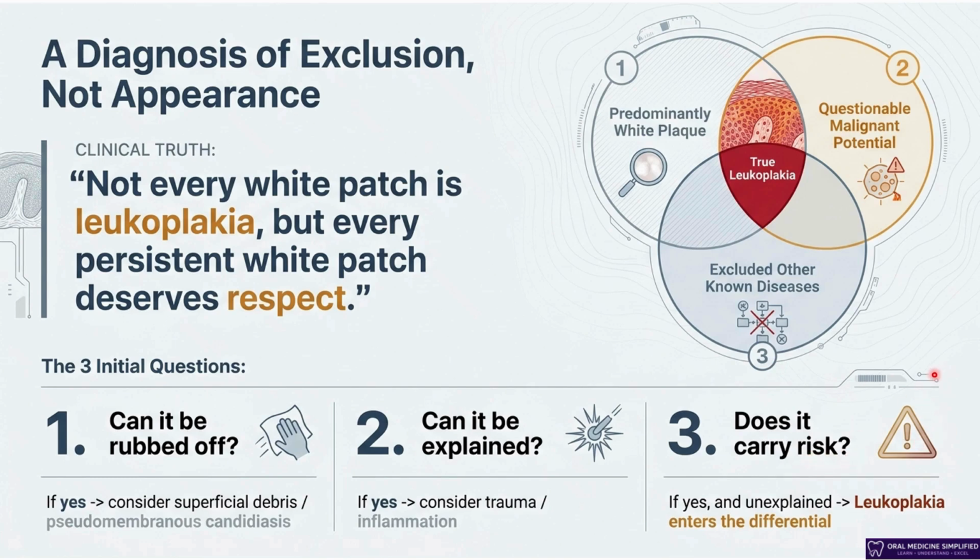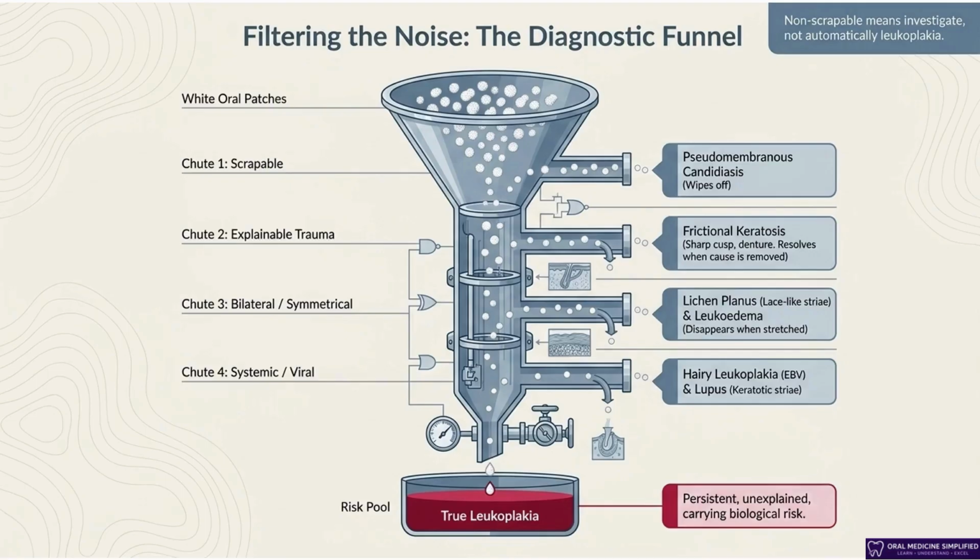If the white patch is persistent, unexplained, and cannot be placed into another definable category, then we begin to think of leukoplakia. This is why leukoplakia is not a lazy label for any white lesion. It is a diagnosis that requires thinking. When we see a white oral patch, we must filter the noise. The first shoot in this diagnostic funnel is whether the lesion can be scraped off. If it can be wiped off, then candidiasis becomes an important possibility.